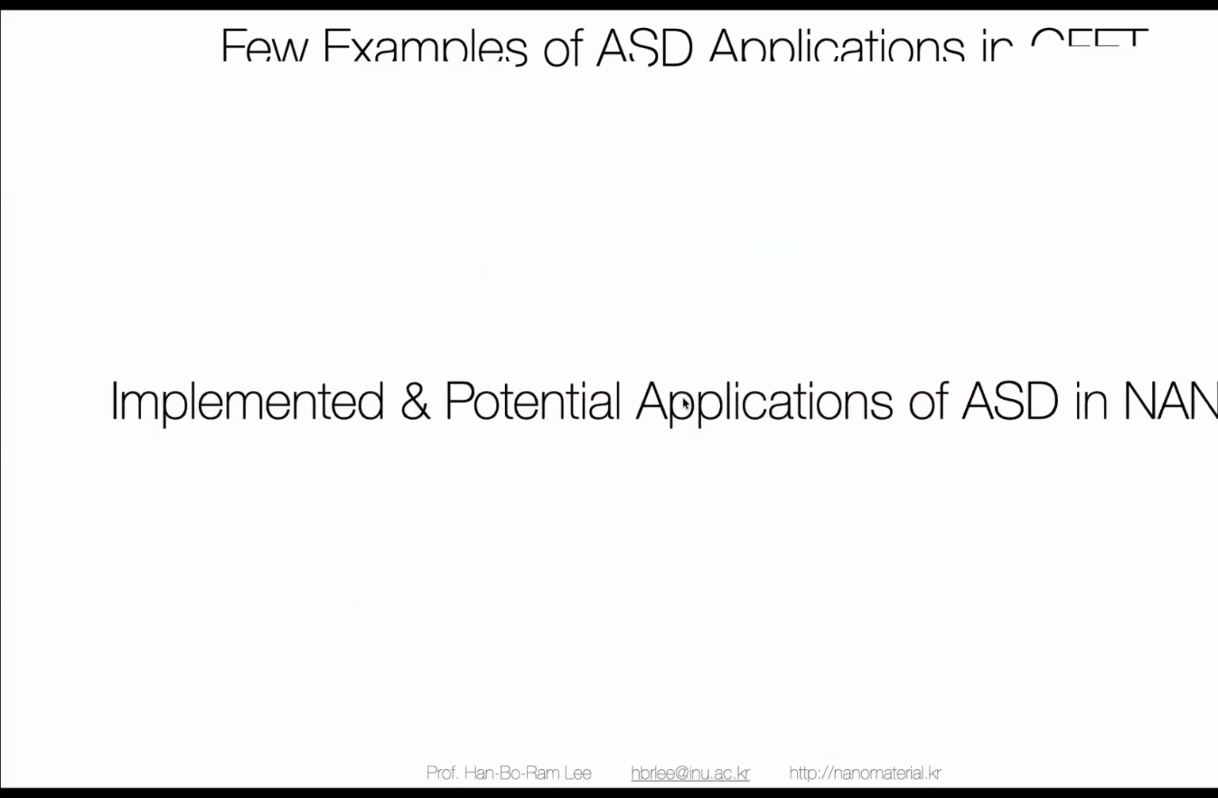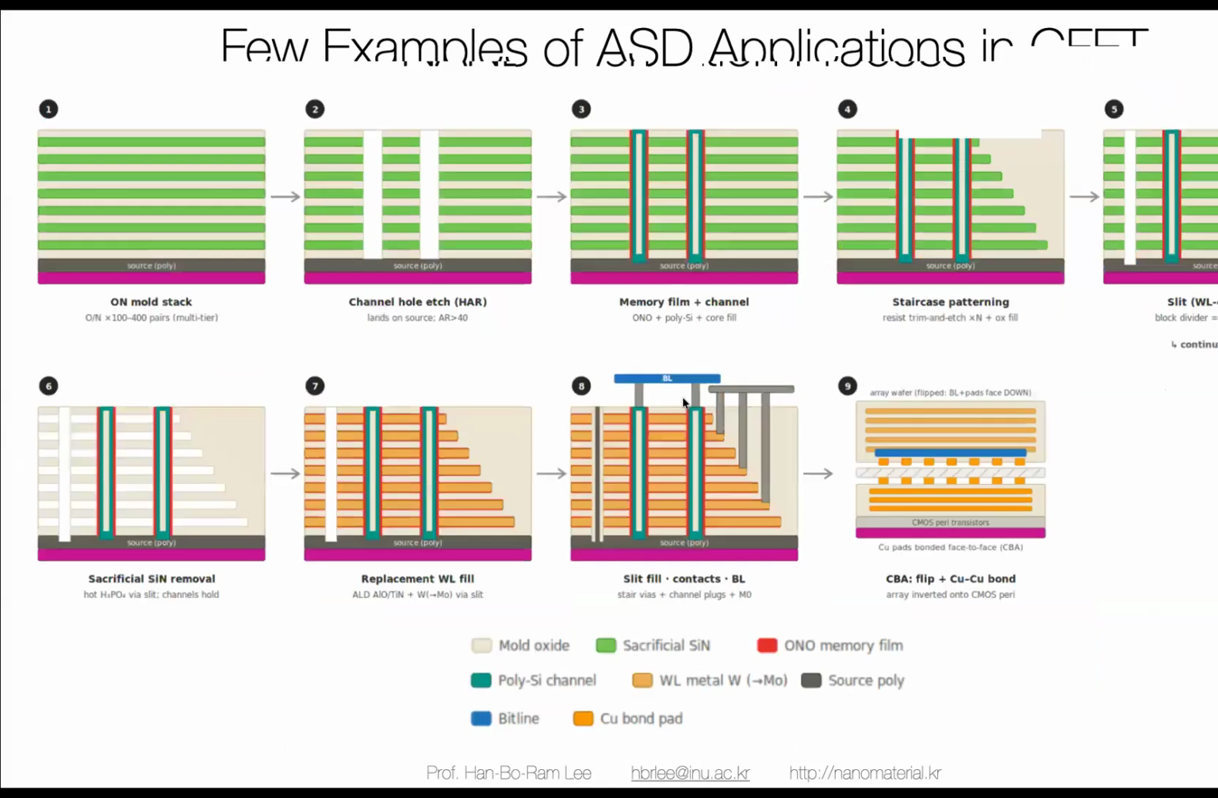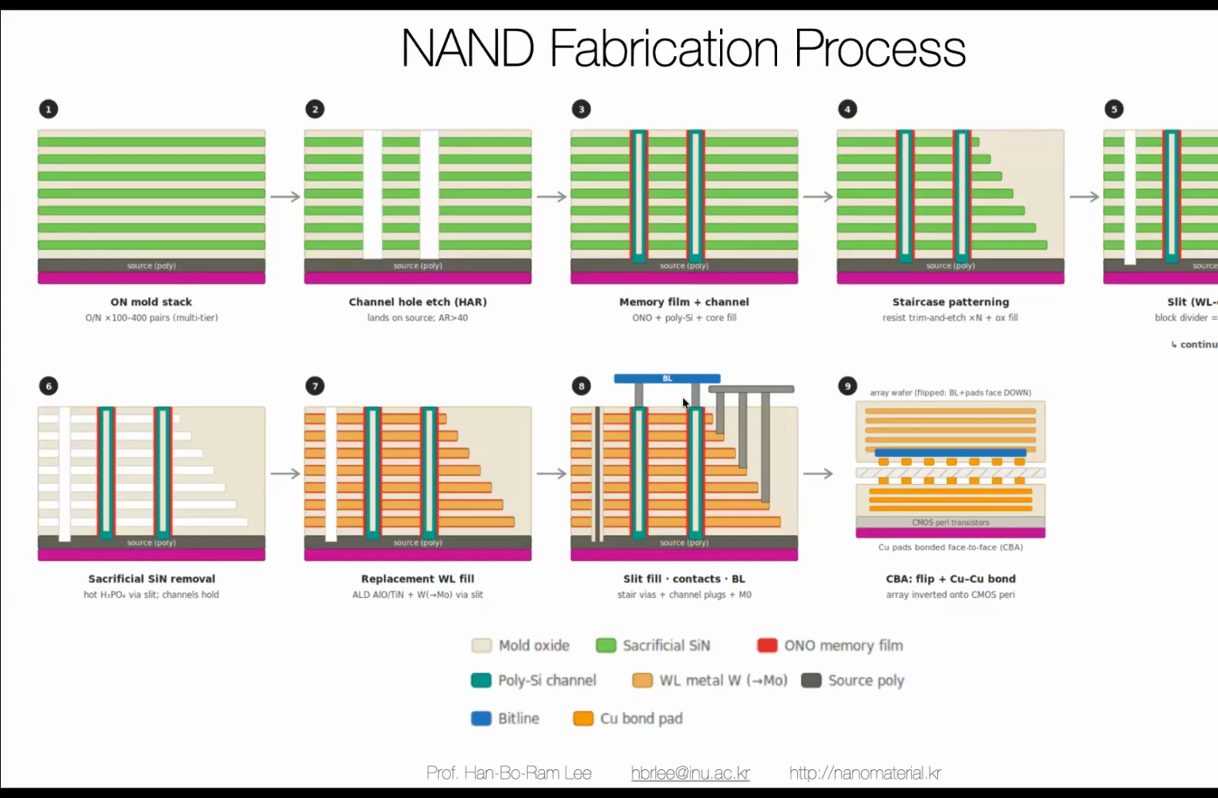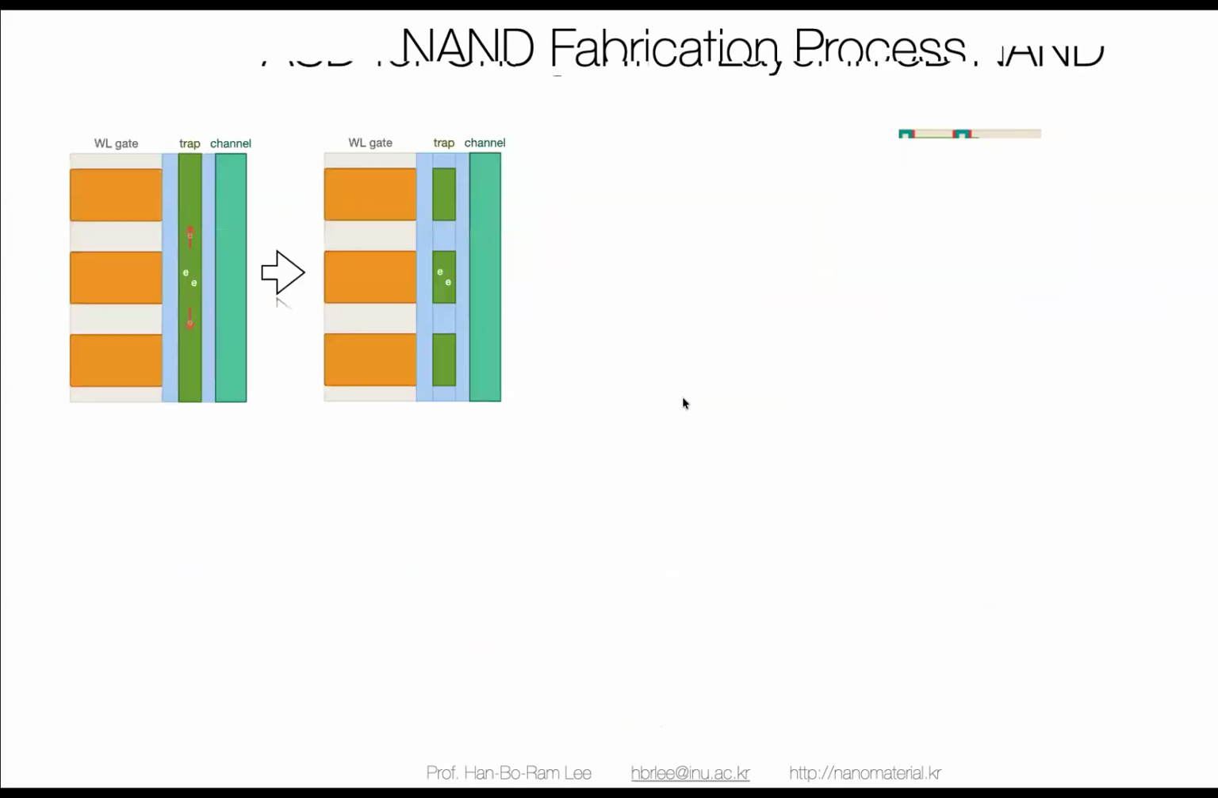Let's move on to the NAND flash memory devices. As you know, this is a three-dimensional NAND flash memory fabrication process. We make this ONO mold stack, then make a channel, and then deposit the word line and bit line, making the final structure. This is a very famous application of ASD for NAND flash memory.